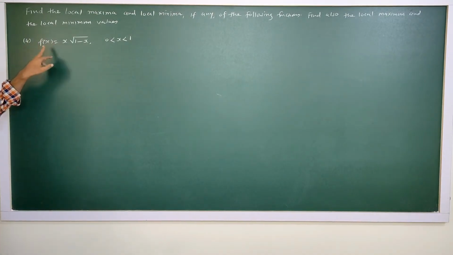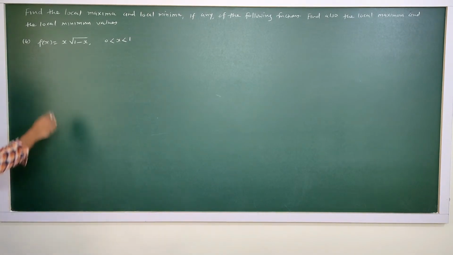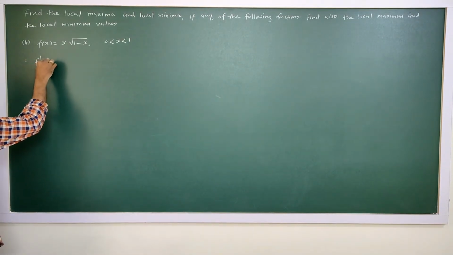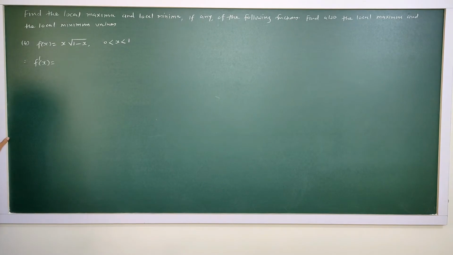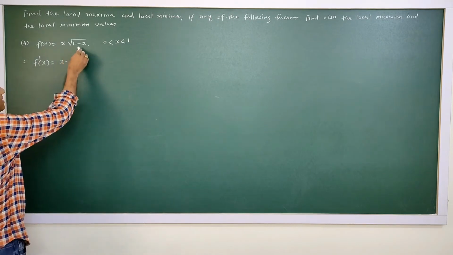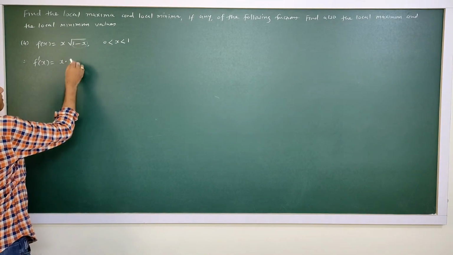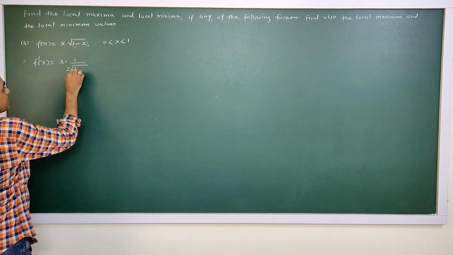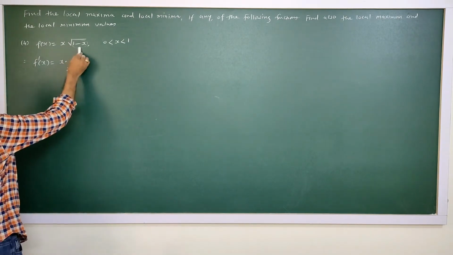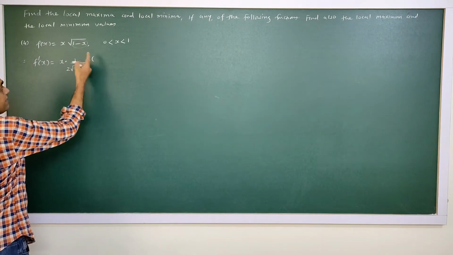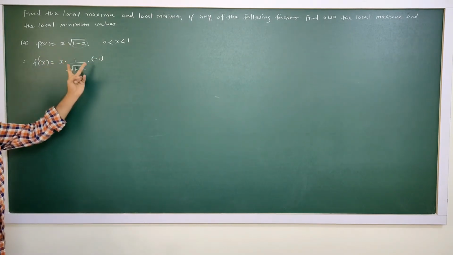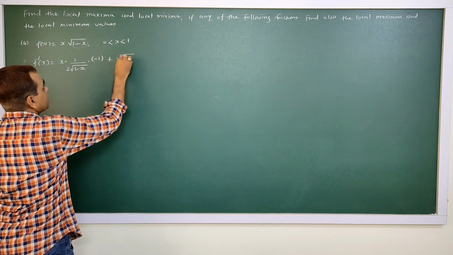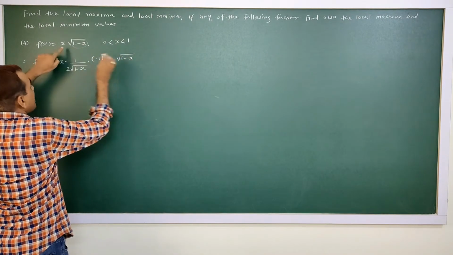To check local maxima and local minima for this function, we differentiate with respect to x. f dash of x is x into root 1 minus x. So we keep x as this. The derivative of root 1 minus x: supposing this as x, the derivative of root x is 1 upon 2 root x, but it is not x, so into the derivative of 1 minus x, which is minus 1. So u as it is, derivative of v, plus v as it is, derivative of u, which is 1.